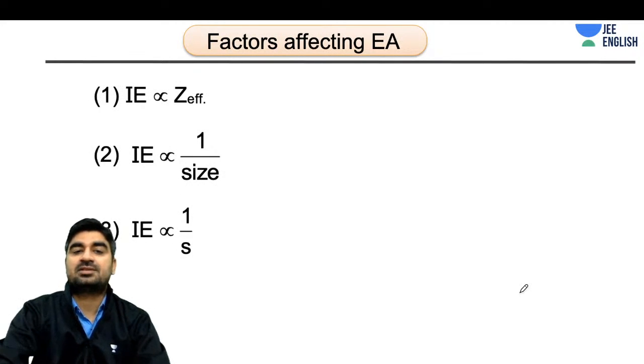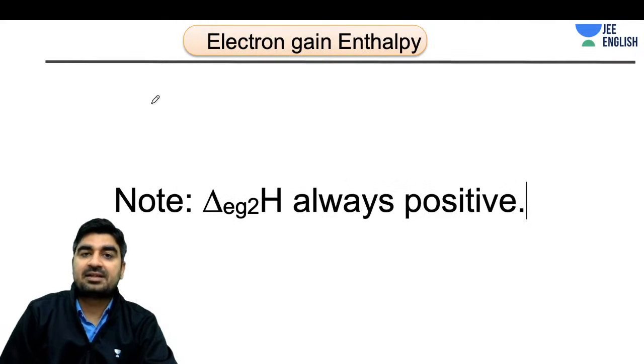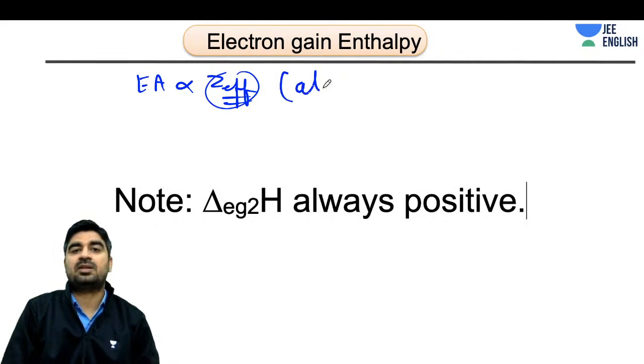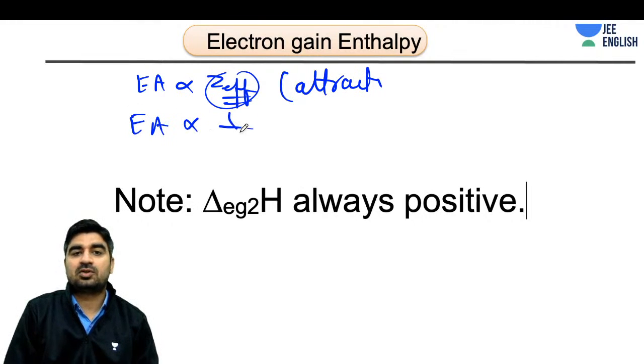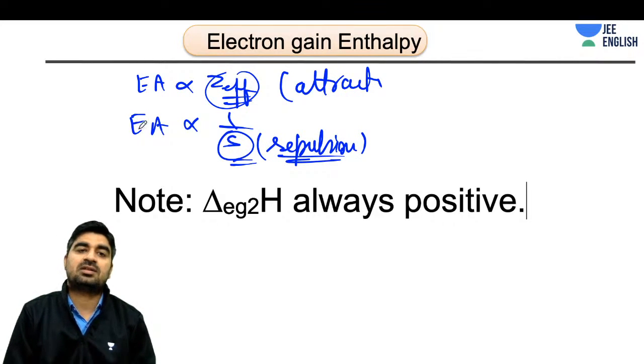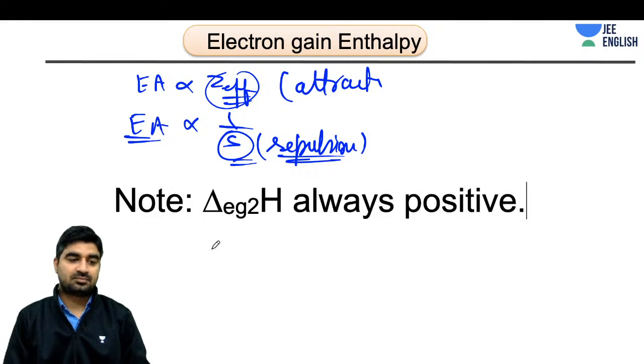Then what are the factors that affect electron affinity? It is directly proportional to Z effective. The more the Z effective, the more will be the attraction. It is inversely proportional to the screening constant because it represents repulsion. The higher the repulsion, the less will be the electron affinity.